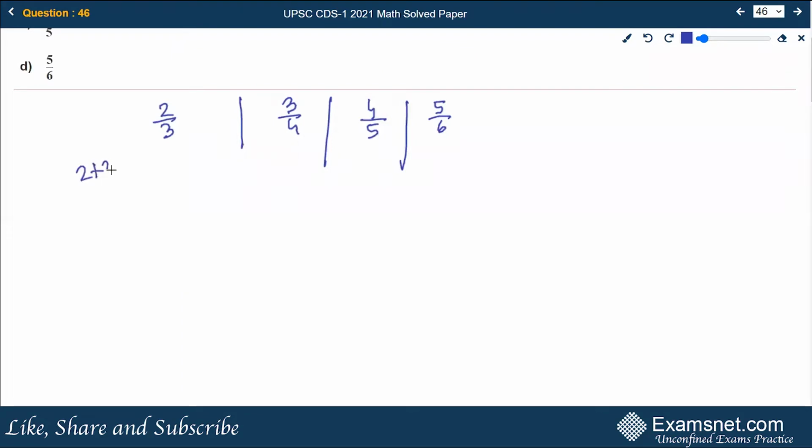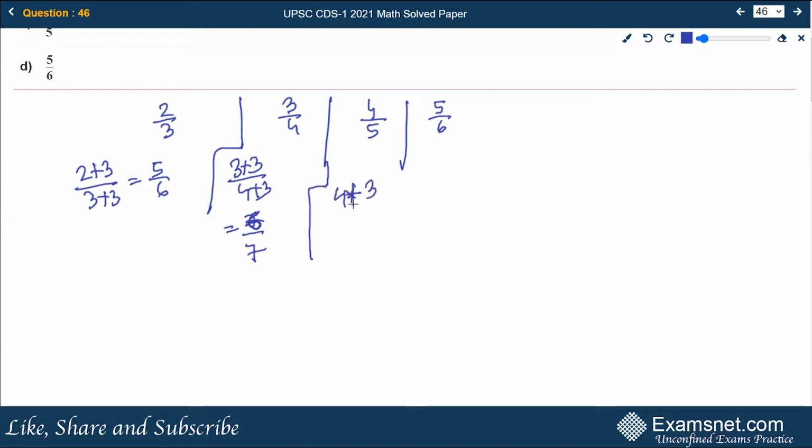The first fraction will become 5 by 6. The second fraction will become 6 by 7. The third fraction will become 7 by 8. Now if I check the last one, it is 8 by 9.